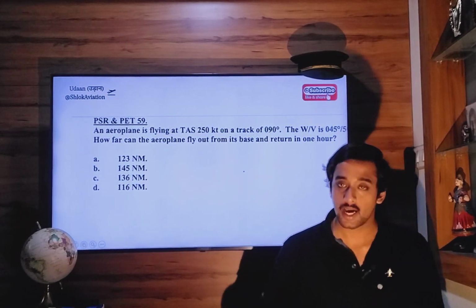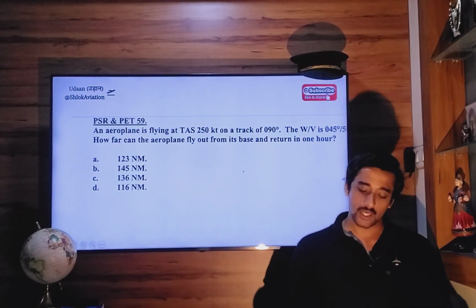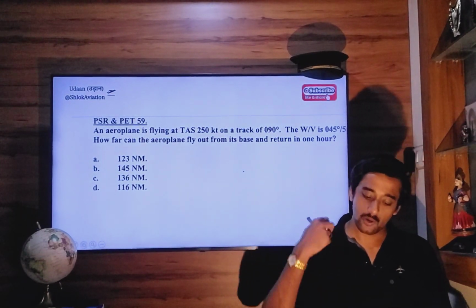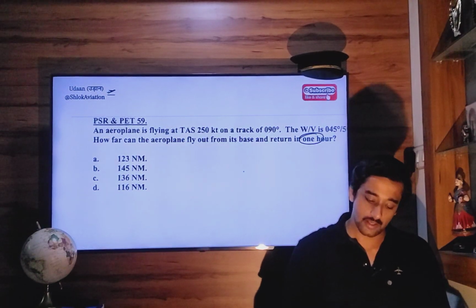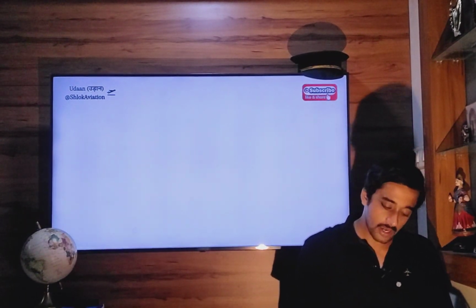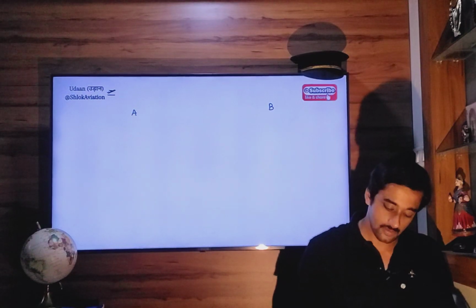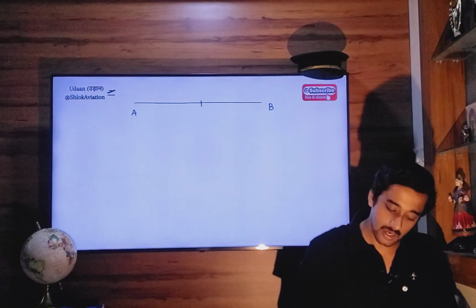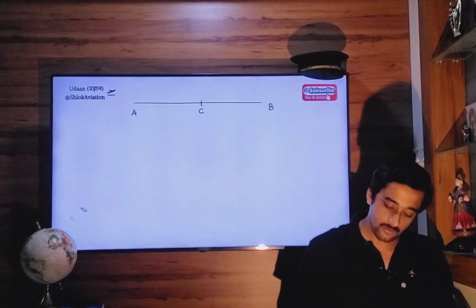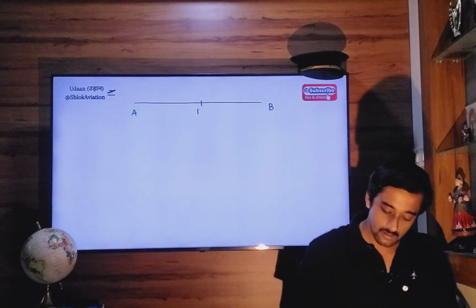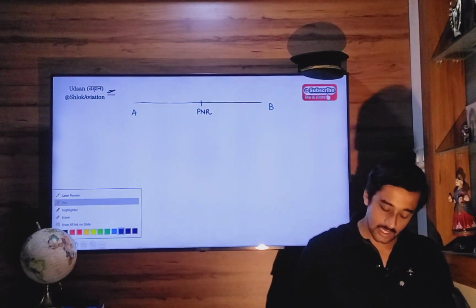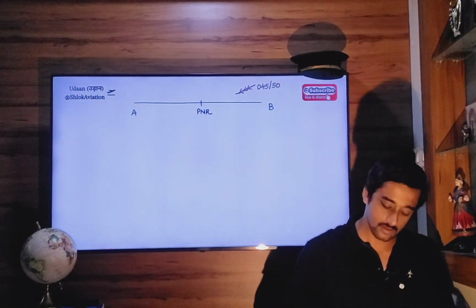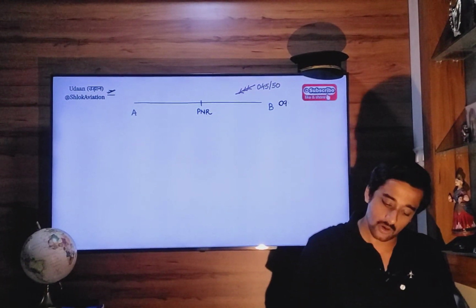Next, aeroplane is flying at a TAS of 250 knots on a track of 090, winds 045 at 50. How far can the aeroplane fly out and return in 1 hour? So again, point A, point B, this is your critical point. This is your point of no return. Winds are coming from 045 at 50 knots. Track 090.